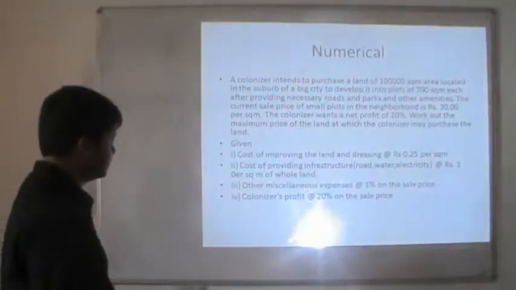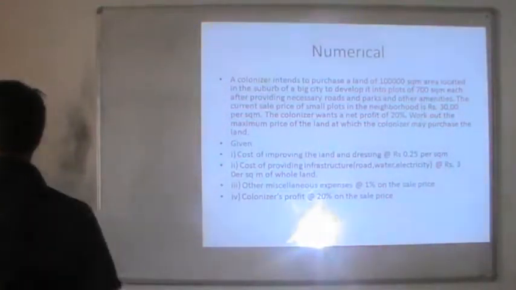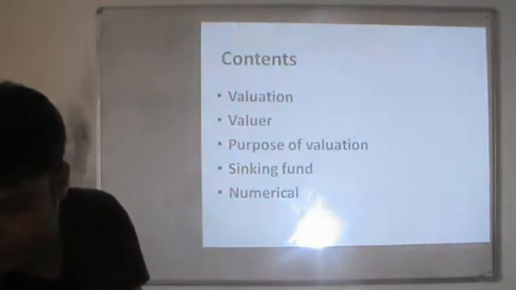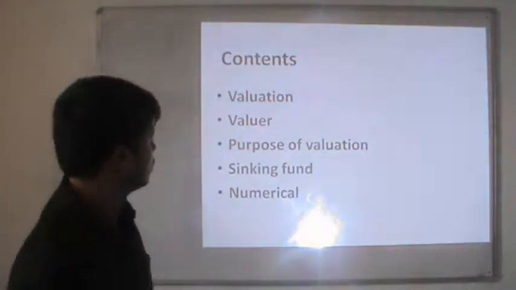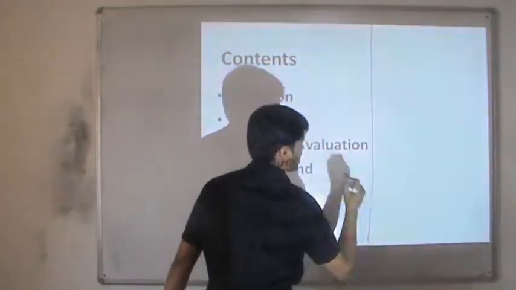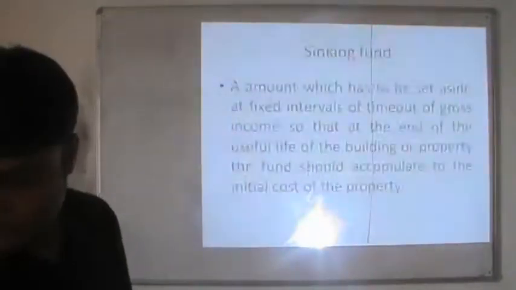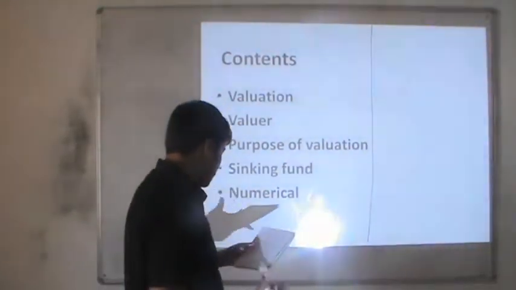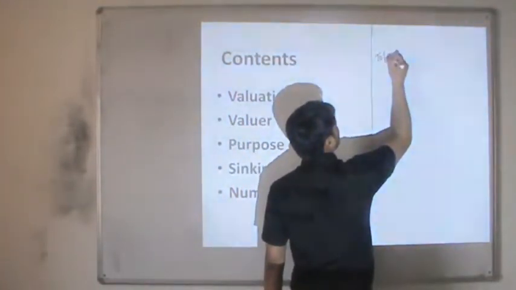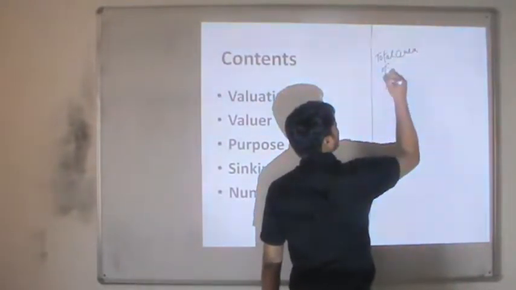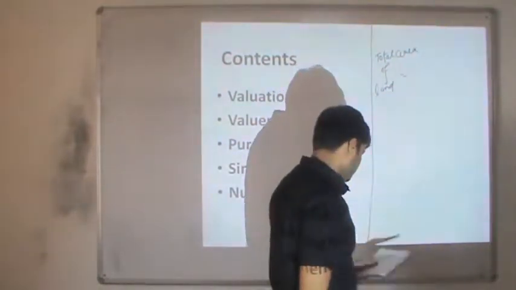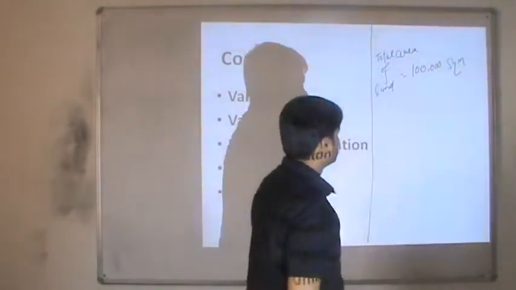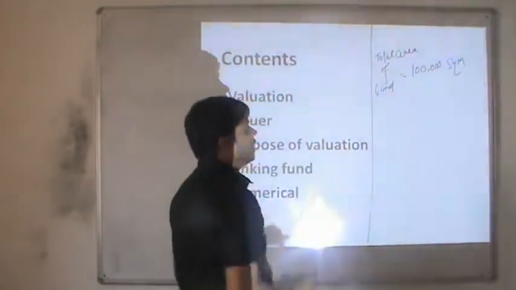So we now do this numerical. First of all, we must take the salient things. So we'll solve the numerical on this part. As we know, the total area of land equals 100,000 square meter. So the total area of the land which the colonizer has to purchase is 100,000 square meter.